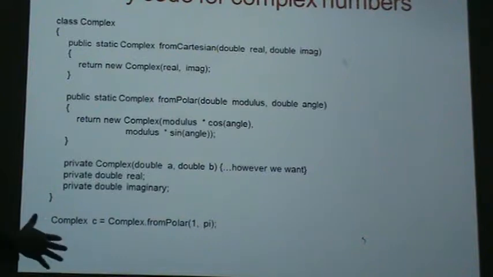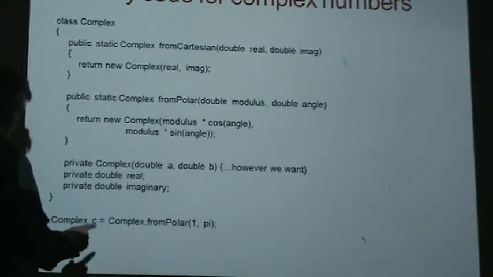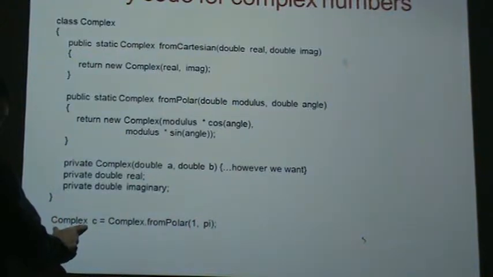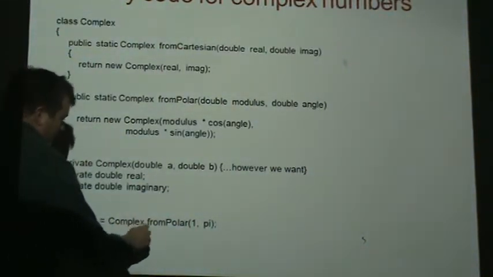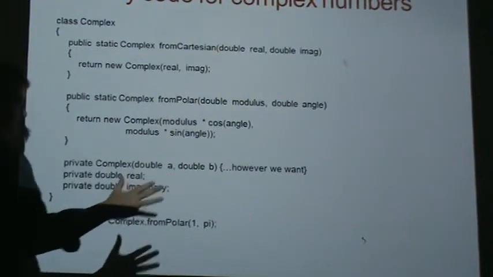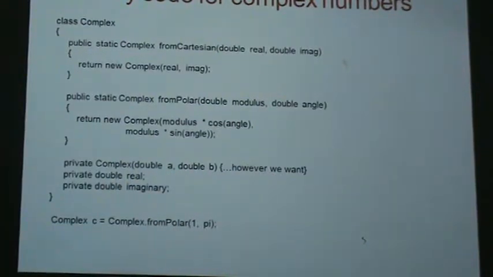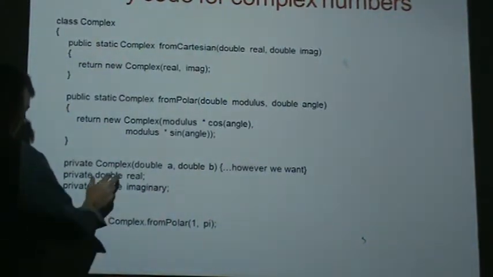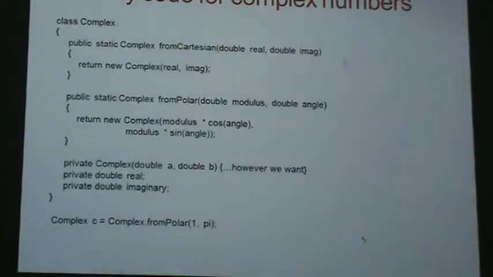So, suppose you wanted to give people the ability to decide which way to create them by giving two doubles. For example, they'd like to say, I'd like to create a complex number C, and I'd like to call the polar coordinate version, not the real and imaginary version. So what we can do is make the constructor that takes in two doubles private. And the real and the imaginary parts are also private.